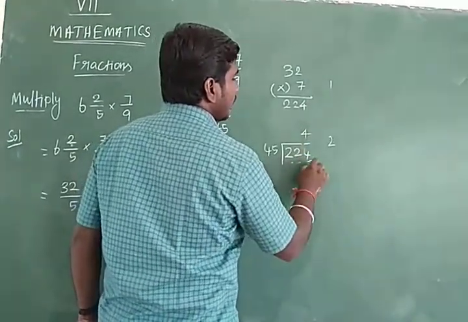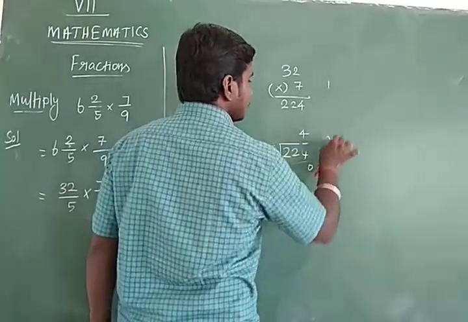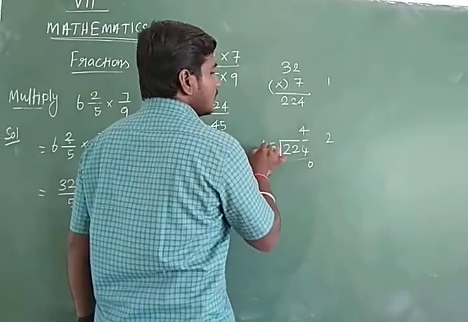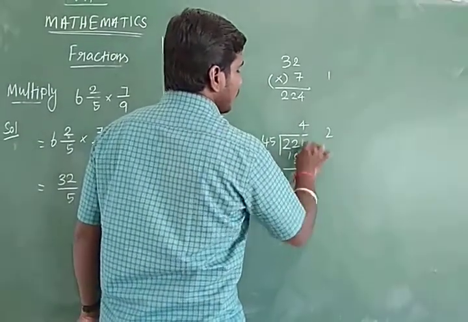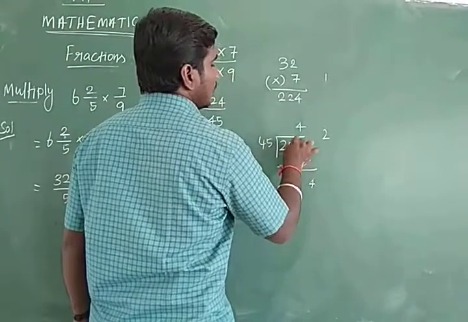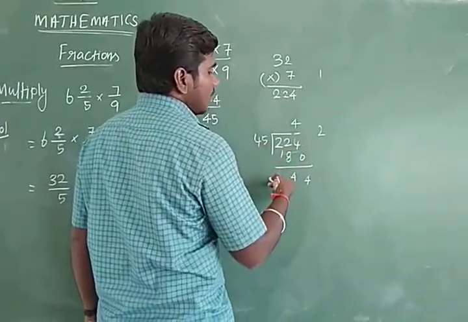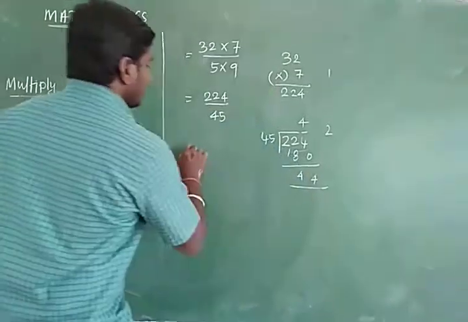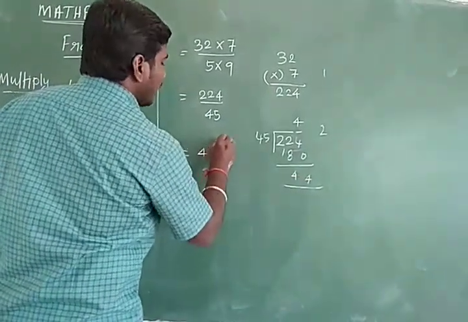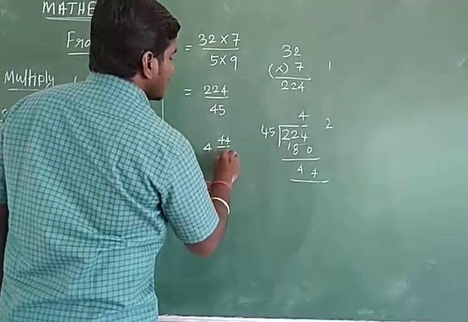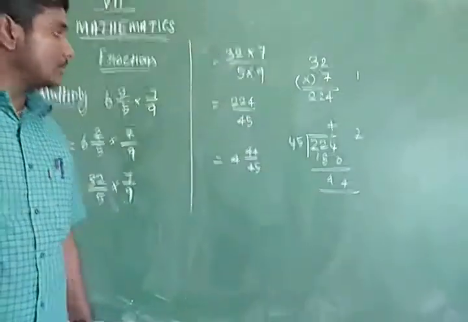4 5s are 20, balance 2. 4 4s are 16, 18. So remainder what is that? 2 minus 8 we cannot subtract it. Borrow 1, 12 minus 8, 4. So the answer is 4 4/45. The 4 is a whole number, the remainder as numerator, keeping the same denominator. Okay, that's all.